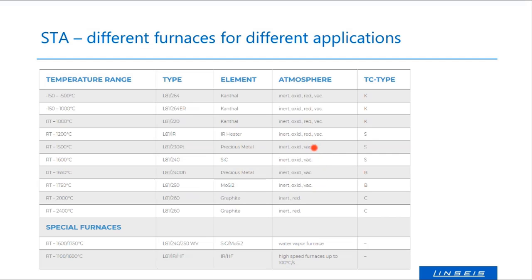Reducing atmosphere here is not listed because these type B and type S thermocouples are made of platinum, and platinum is not working with reductive atmospheres. So it's a little bit depending on the thermocouple at the sample or of your sensor and the kind of heating element.